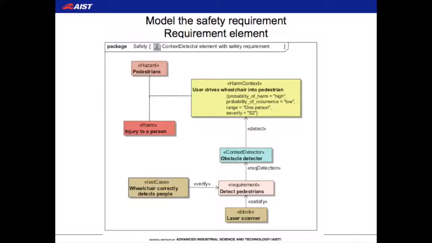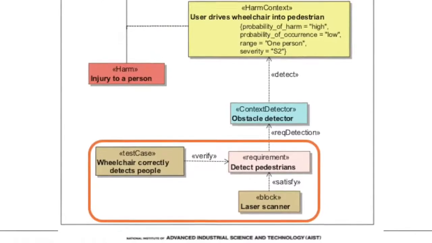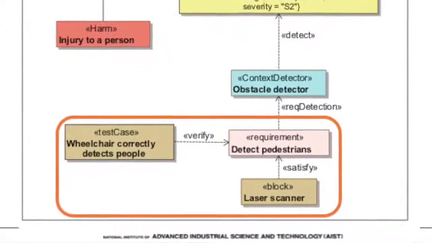As with the defenses, context detectors need to be implemented by the system, and so therefore we again need a safety requirement to be added to our model. In this case, we have the requirement for detecting pedestrians, which is related to the context detector that it is derived from. And again, like any other system requirement, it is implemented by blocks and tested by test cases.